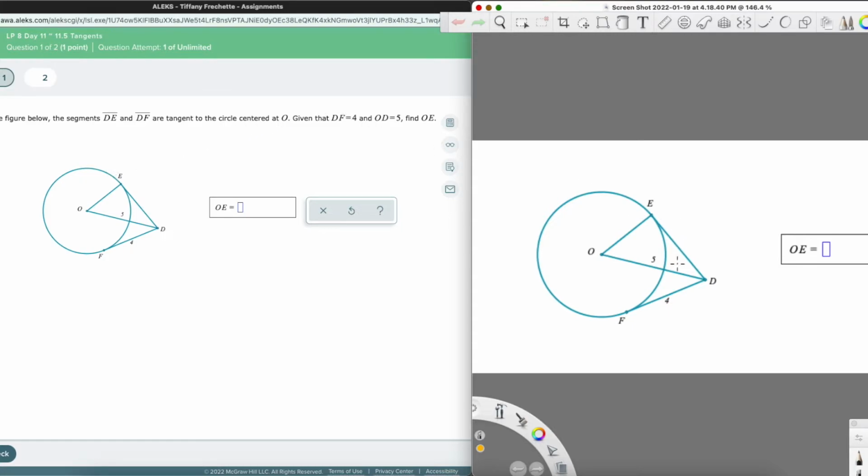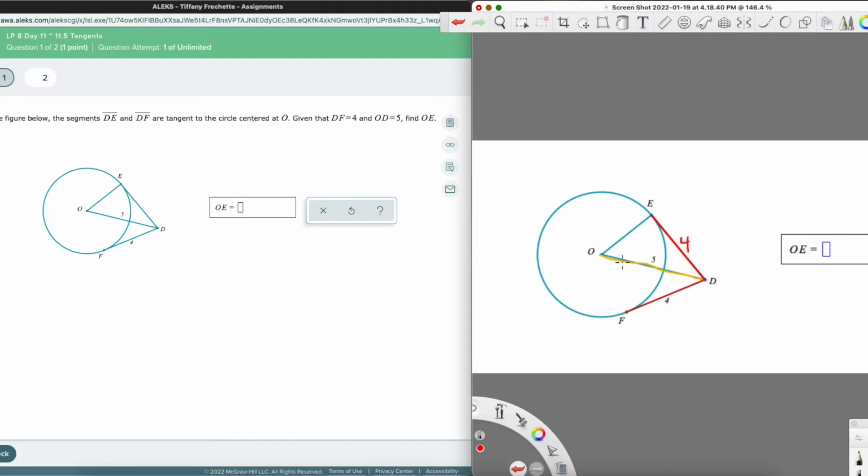So we have DF equals 4, and OD, so the whole thing, make sure it's not just that little piece there, but the whole thing is 5. Find OE. So they want this length here. So remember, if this is a tangent, here's my first tangent going from F to D, originating from the same place is this other tangent. So this would also be 4. If they originate from the same place, they're both the same length.